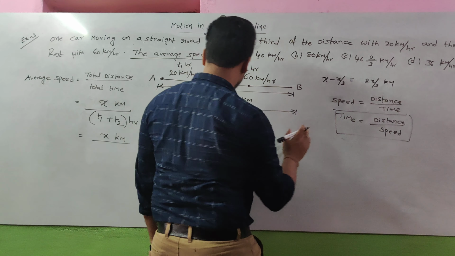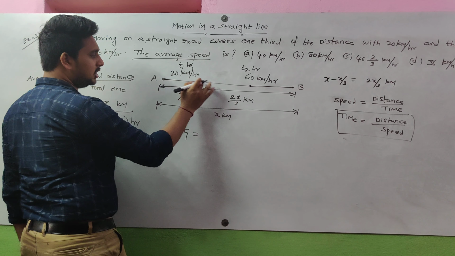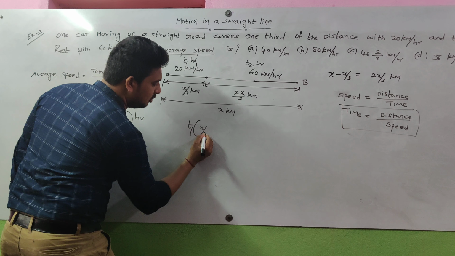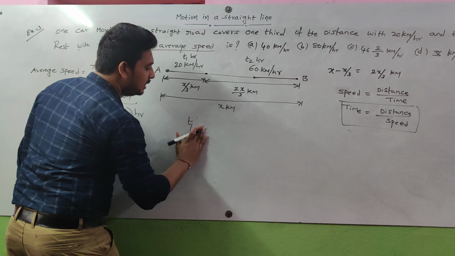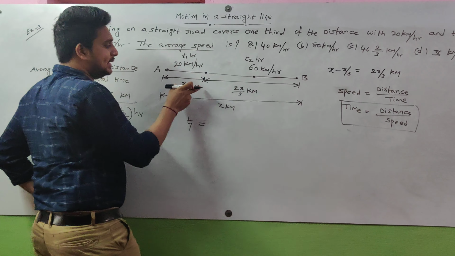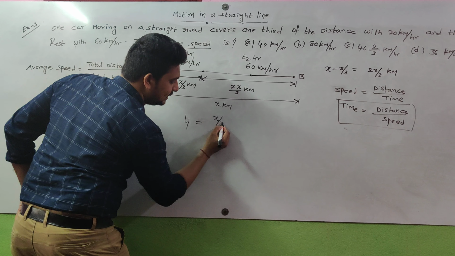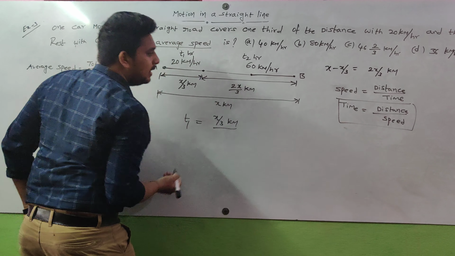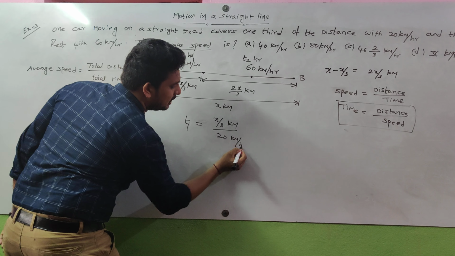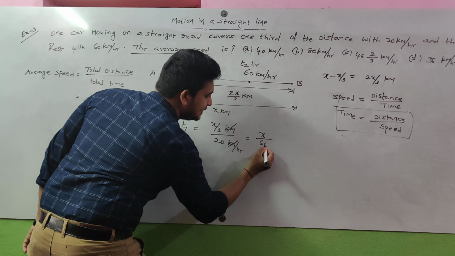Here for the t1 time, observe carefully. For the t1 time, the distance is x by 3 kilometers. This t1 time is equal to distance by speed: x by 3 kilometers by the speed of 20 kilometers per hour. So 20 kilometers per hour... what we get here is x by 60 hours.